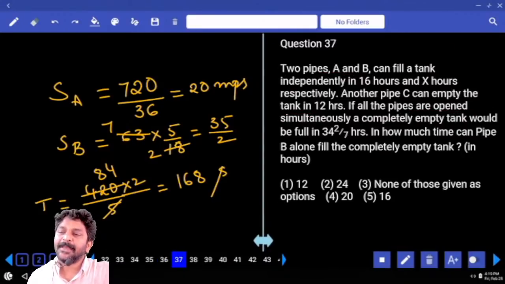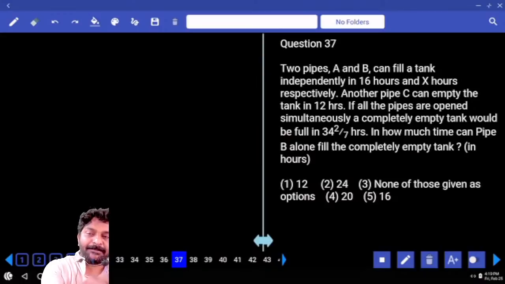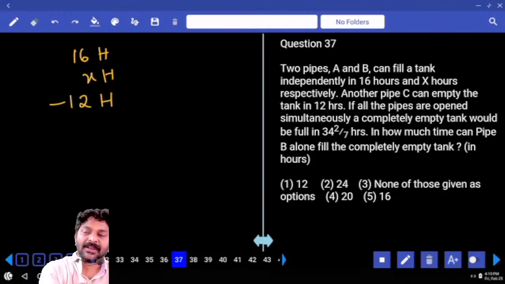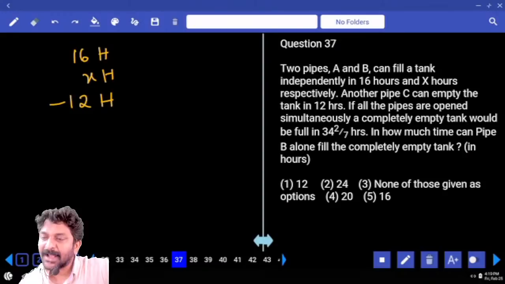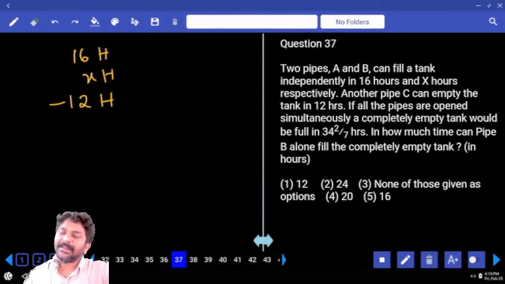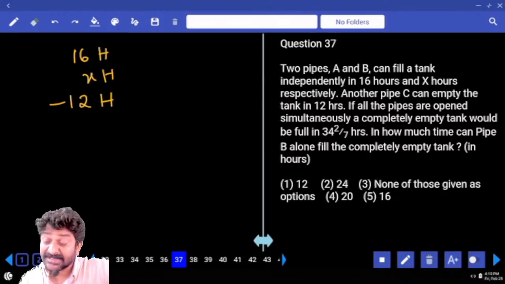Two pipes A and B can fill a tank independently in 16 and X hours respectively. Another pipe C can empty the tank in 12 hours. So the first two are inlet pipes, 16 hours and then X hours. Then the outlet can empty it in 12 hours. If all the pipes are opened simultaneously, a completely empty tank would be filled in 34 2 by 7 hours.